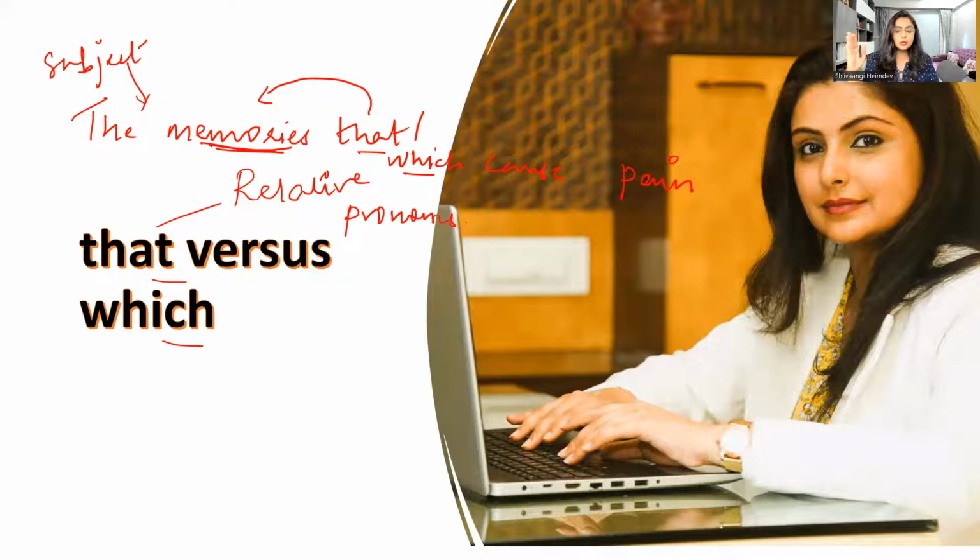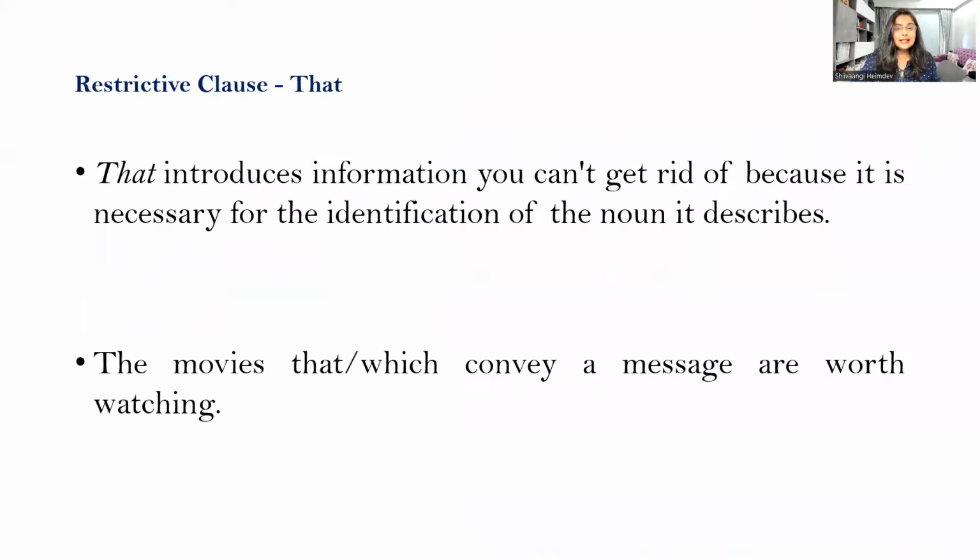Okay. So that versus which. We know that that and which both are relative pronouns. What are relative pronouns? Relative pronouns are pronouns which will help you relate more to the subject. Okay. So when should we use that? That is a restrictive clause. Now, what do you mean by a restrictive clause? Let's take an example and understand this. The movies that/which convey a message are worth watching.